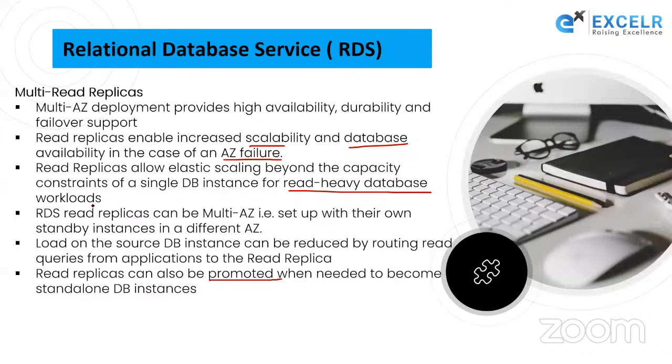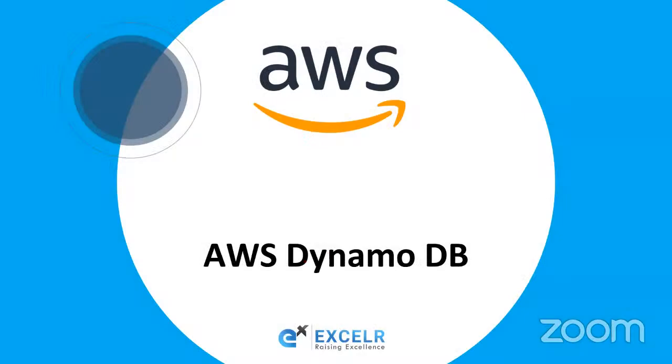But remember one thing, with RDS, you cannot do horizontal scaling. You need to do vertical scaling. That's the important thing you have to remember. I hope I answered your query. Fine. Let us go into the next section, which is DynamoDB.